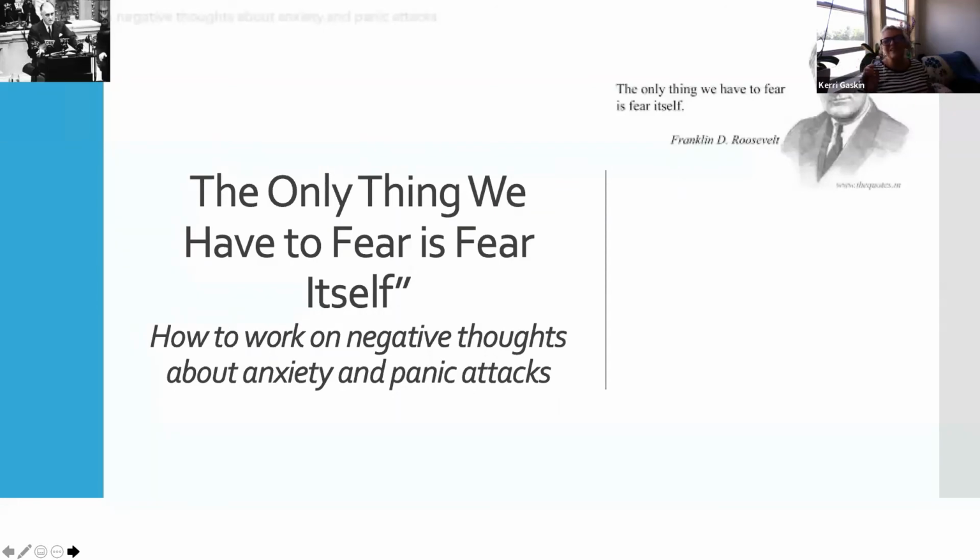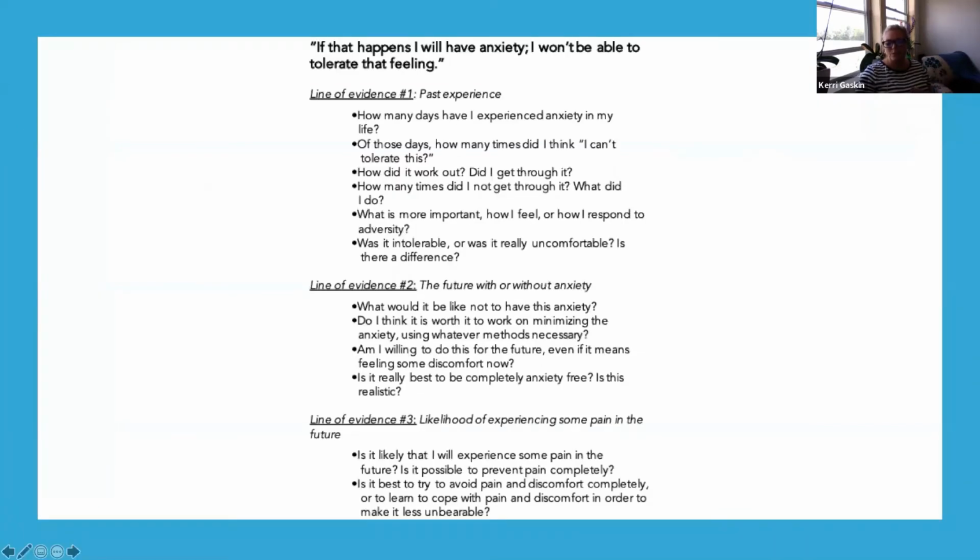Okay, so anxiety, of course, is uncomfortable. Nobody's going to deny that, and we don't want to pretend that it isn't uncomfortable, but you don't have to experience the intensity of the discomfort. Sometimes negative thoughts about the anxiety can make it worse, and so let's look at some of those common thoughts that fuel that fear.